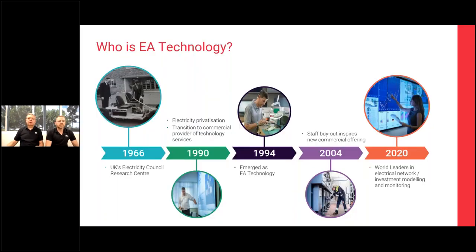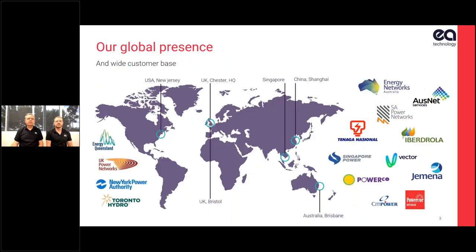Just a quick one because we've got a lot of new attendees in this presentation. A very brief history of EA Technology as an introduction. EA Technology was founded in 1966, so 50 or so years ago, as the UK Electricity Research Centre. Today we have offices around the world and are very much involved in electrical network asset management and the future energy transition. As an organization, we've definitely evolved from the original time. One of the very first electric vehicle trials was going on way back in the early days, and we're involved in that today as well.